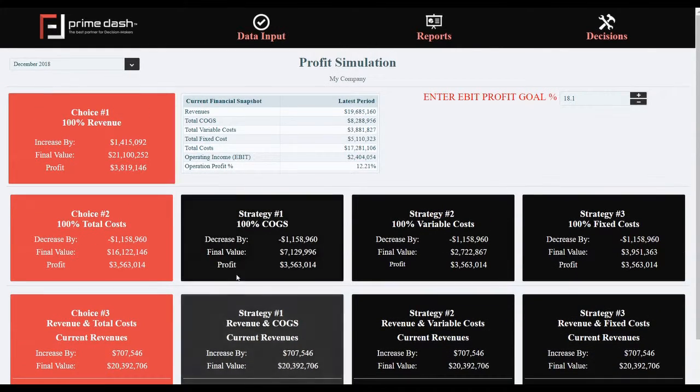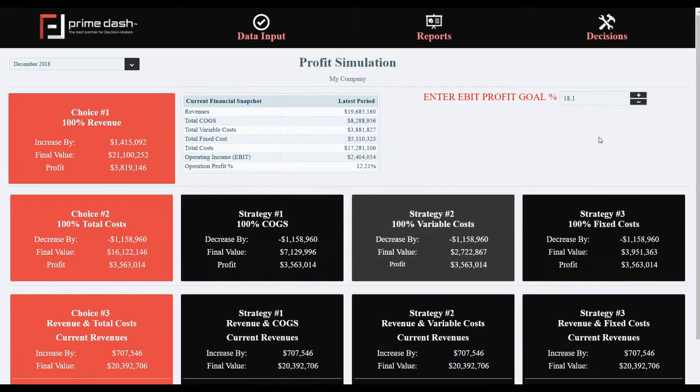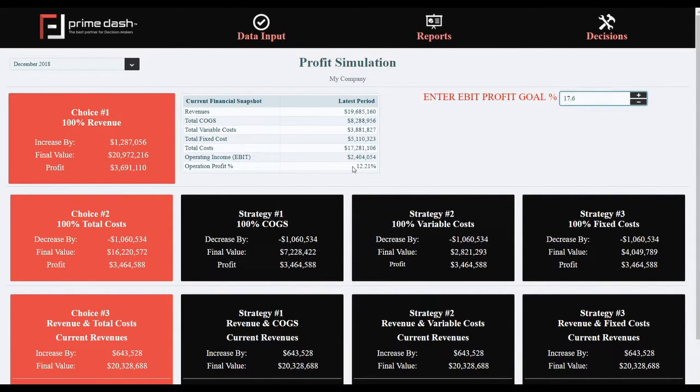You can use the profit simulation to adjust with ease your financial model to reach your financial goals. To gain a better understanding of your financial structure and specifically how your revenue and cost structures are affecting your overall profitability. To streamline more efficiently your financial decision-making process.